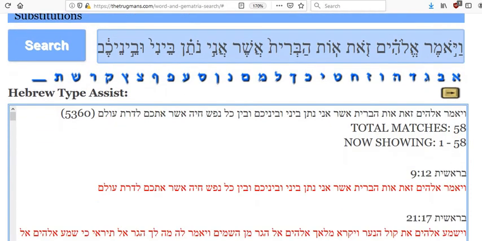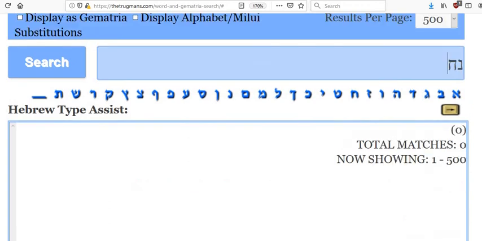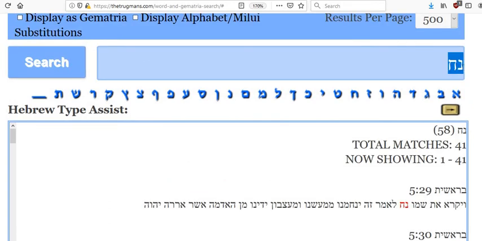So that value, 5,360, is found 58 times in the entire Tanakh. What's interesting about that number to me is 58 is the value of the name Noah. 58. Interesting. Thank you.